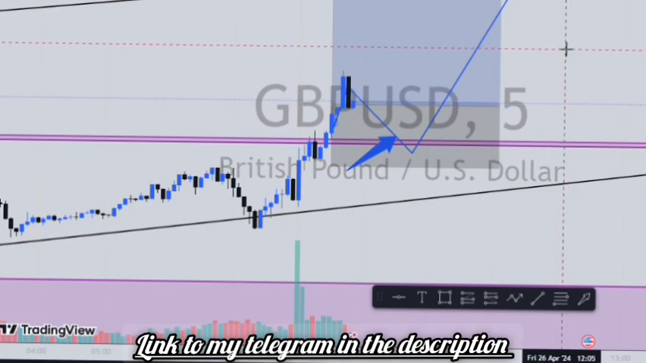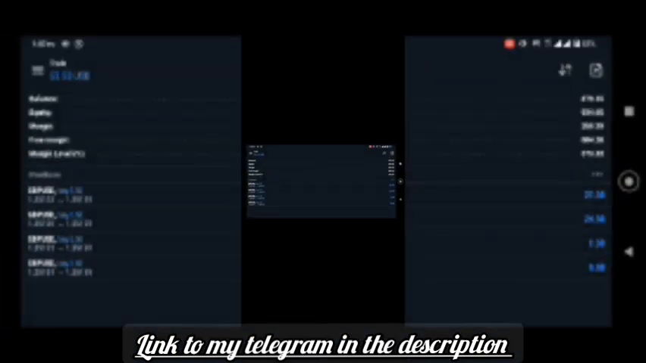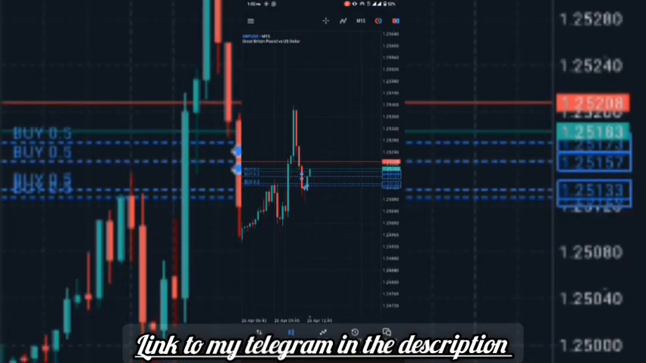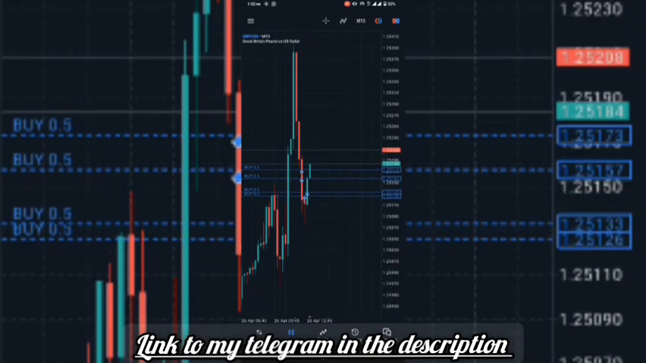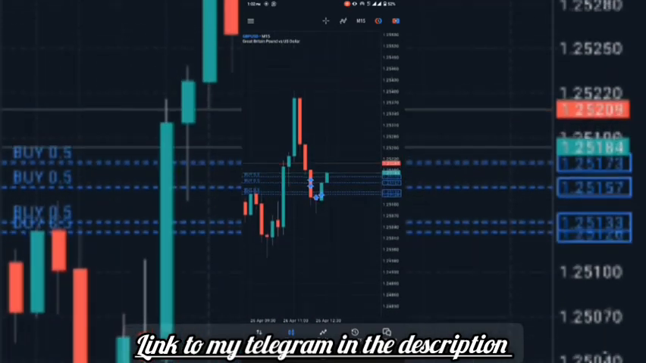So I will update you on how this trade goes. Guys, this is the trade that I've already taken. So let me go forward and set my stop loss. We are now in profits, so let me go forward and put my take profit and stop loss on this.